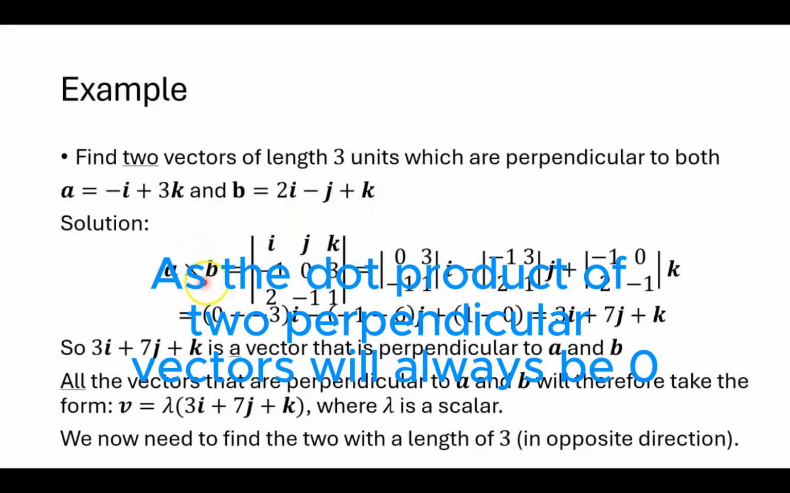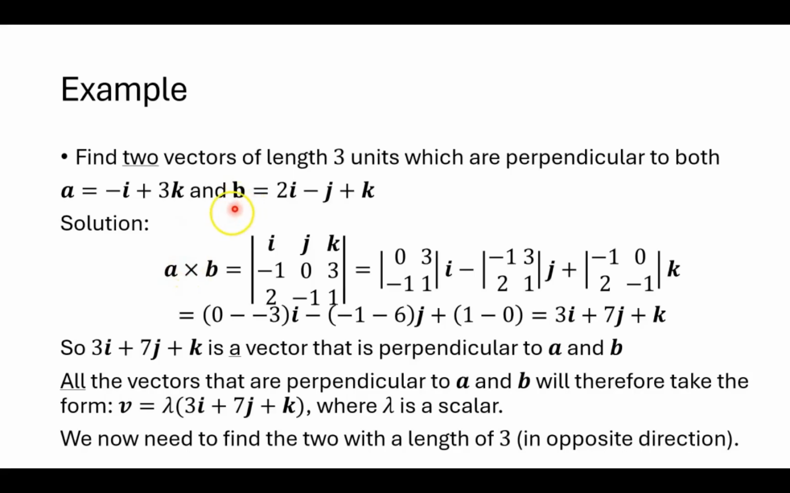So you compute the cross product between A and B. For this question, it does not matter if you use A cross B or B cross A. In the end, you get the same result. And you use the determinant method, i j k here, and put your components of A here, -1, 0, 3. A doesn't have a j component, so it will be a 0 here. And put your B here. And you compute the determinant.